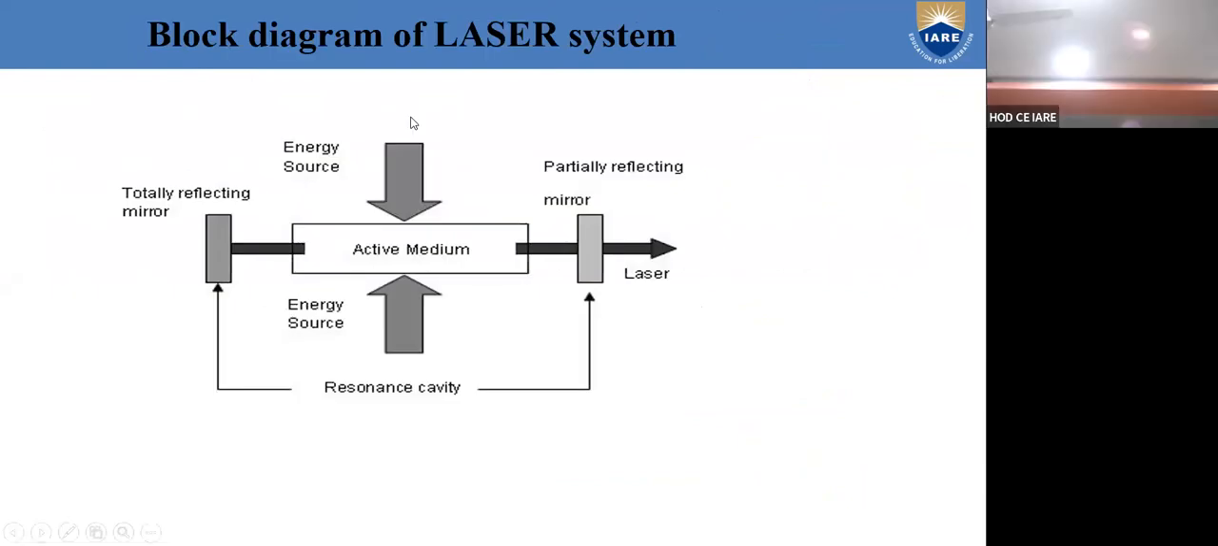Yeah, next one. This is our topic, students, and this is a very important topic: the block diagram of a laser system. If you are able to understand the block diagram of a laser system, then understanding any type of laser is very, very easy. I want you all to copy this figure in your notes. Then I will tell you what exactly this block diagram is.